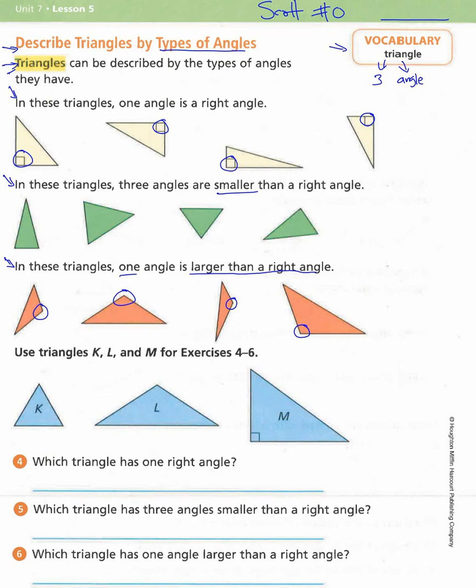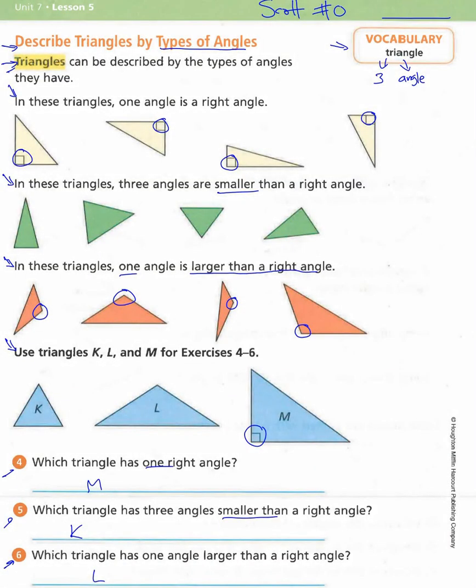All right, so let's use what we just learned. Use these triangles K, L, and M to answer some questions here. Let's look at number 4. Which of those triangles has one right angle? Go ahead. Yep, right there. There's that angle. So it is M. There's that square in the corner that tells us it's a right angle. All right, let's look at number 5. Which of these triangles has three angles that are smaller than the right angle? Go ahead. Yep, K. You guys got it. And then that means which triangle has one angle that's larger? Yep, the only one that's left, L.